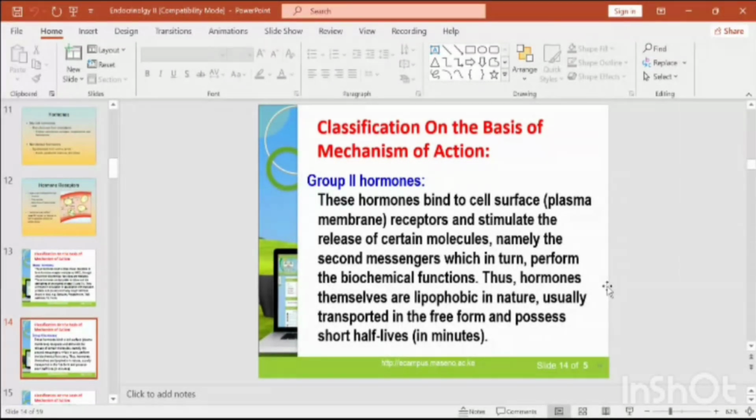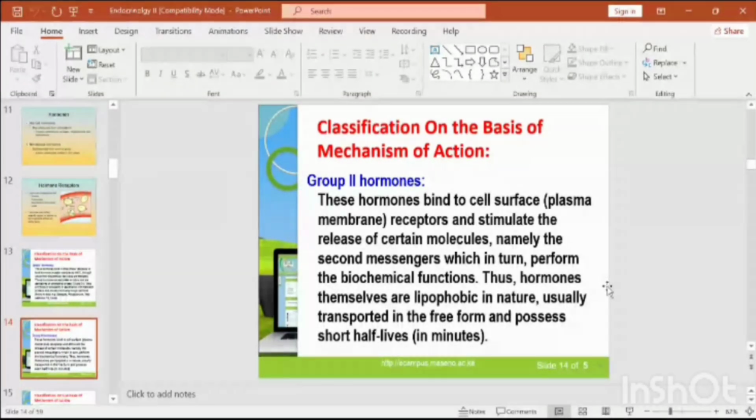Another one based on this mechanism is what we call the group 2 hormones. These hormones are unable to pass through the cell membrane, meaning their receptors are located within the cell membrane. You remember when we talked about the glycocalyx, we said it is simply a sugar attached to a protein, and one of the functions that it plays is being a cell receptor. This is the receptor we are talking about, and they form the secondary messengers as we know them.